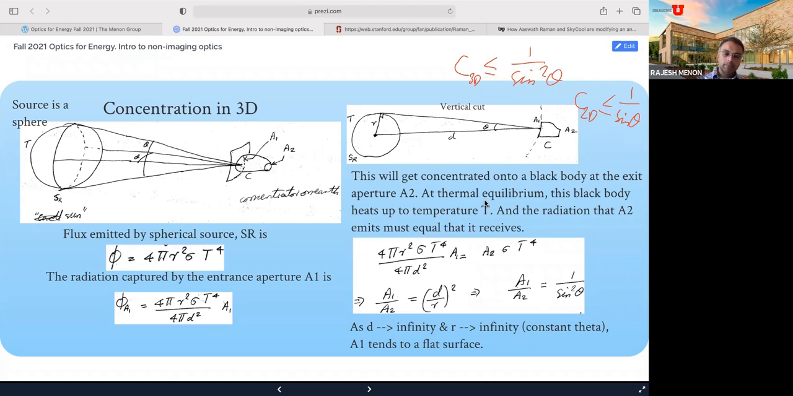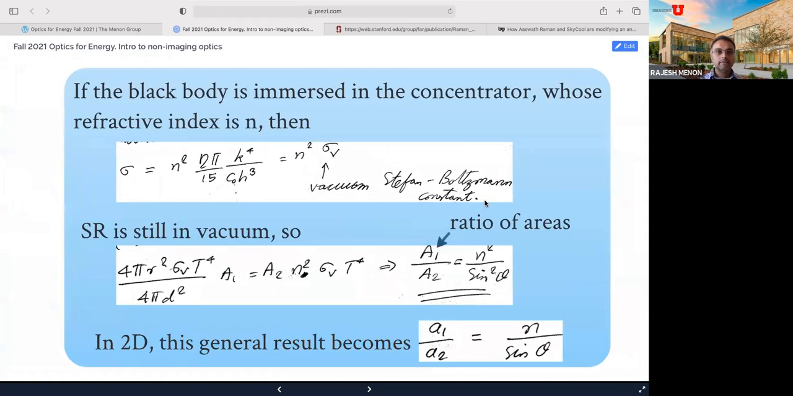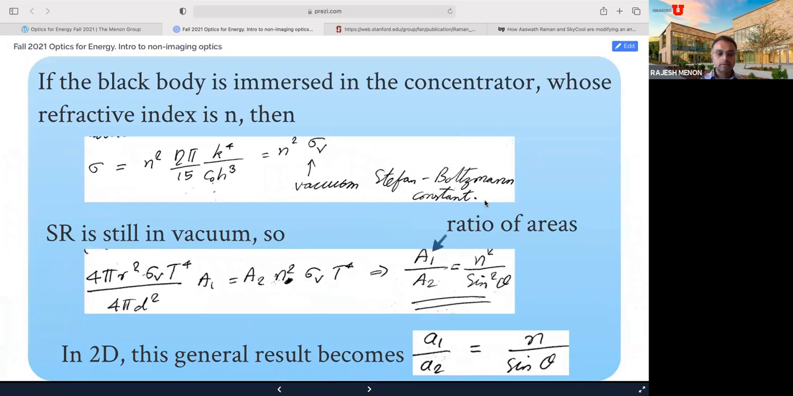Now, again, just like before, as d goes to infinity, r also goes to infinity, maintaining that angle, so constant theta, and then this A1 tends to be a flat surface. So instead of being this curved portion of a sphere, it just becomes a plane. So it's just a way to think about it, but not terribly important. So let's keep going. But now you get a very nice, simple expression that the concentration factor is proportional to the square of the acceptance angle. So it's a little bit worse: if you're trying to concentrate more, your acceptance angle is even more constrained.